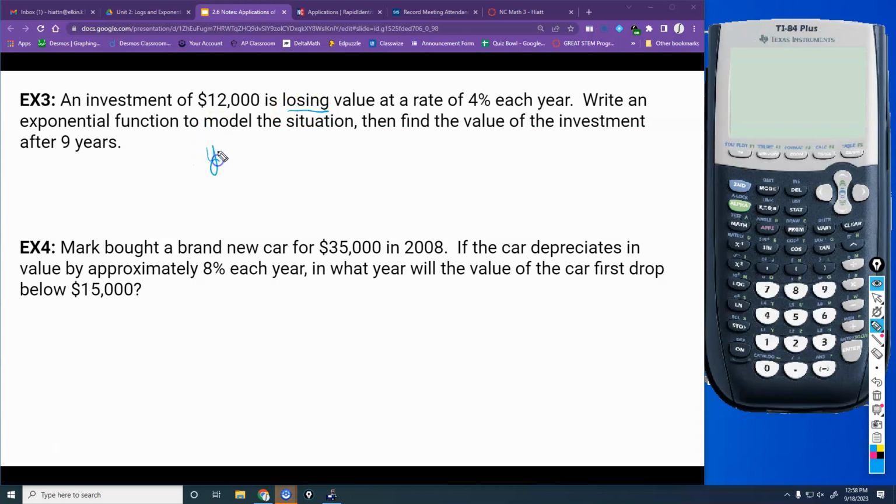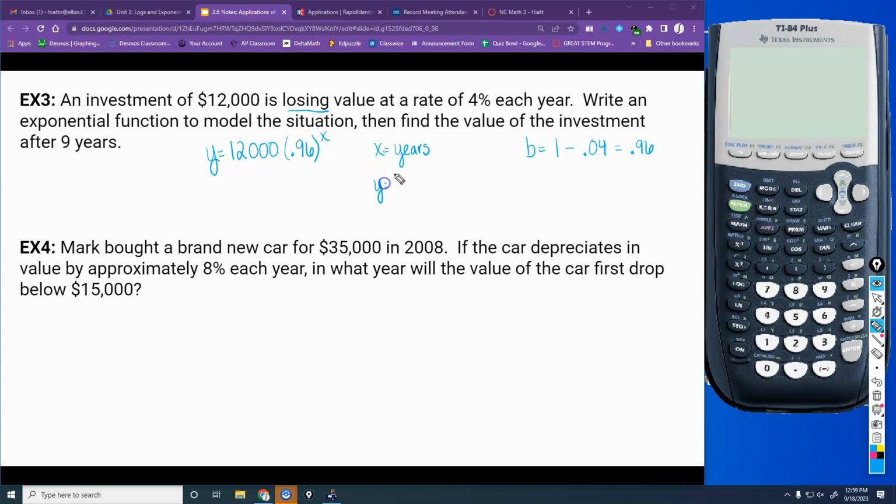So our equation will look like this. We'll have $12,000 will be our A. For our B value this time, since we are losing 4% each year, we need to do 1 minus. Sawyer, what is 4% as a decimal? Very good, 0.04. So if we do 1 minus 0.04, we will get 0.96. And that is our B value here. And we'll raise that to the x power.